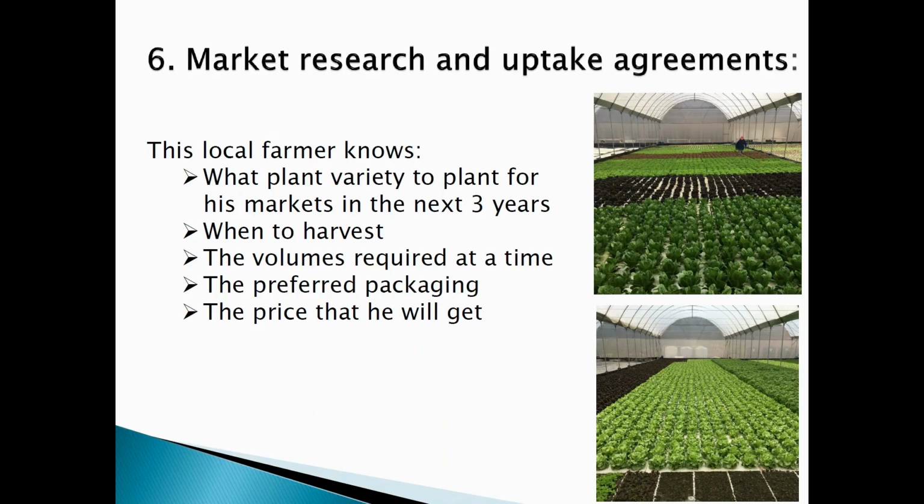Now, this is an example of a commercial system, and Henk wanted to make it very clear that market research is important. This farmer set up uptake agreements with distributors and could make plans for up to 3 years in advance about when to harvest, what to plant, how much will be needed at certain times, and what the preferred packaging is. He also knew exactly what price he would get, and having a system like this planned out in advance takes away the stress of needing to quickly plant to catch up to what the market needs, but to rather find your uptaker before the time and plan around what they need.